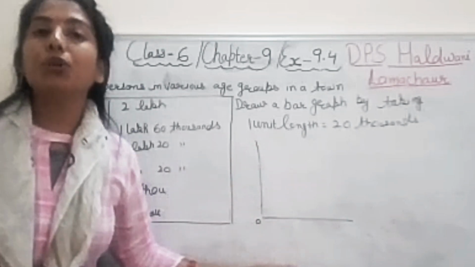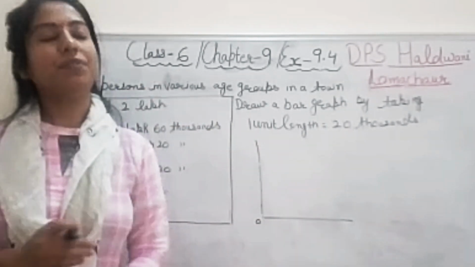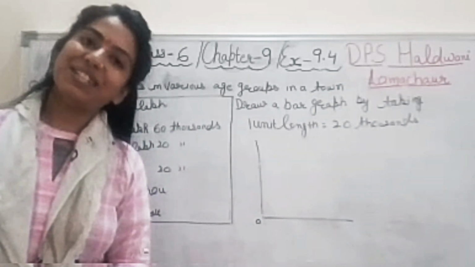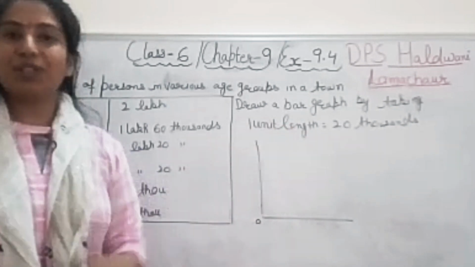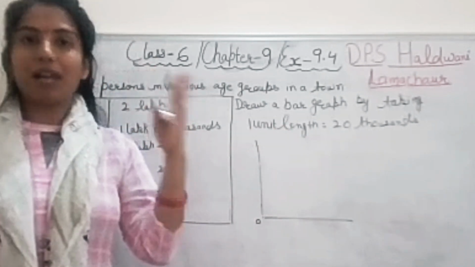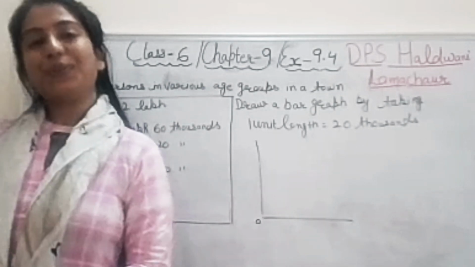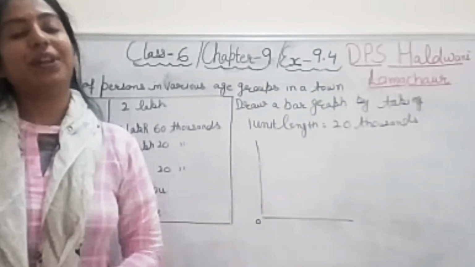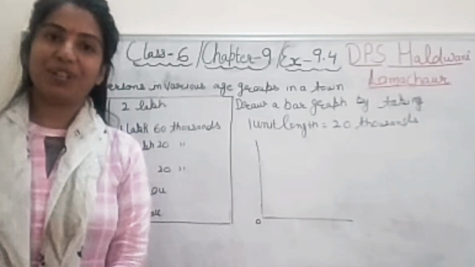And after that 2 more questions are also there. On the basis of this table you will give the answers, which is very simple. Right student, I hope you understood how to make it. Scale is also given to you. Take the proper scale and make a very nice bar graph for this. Right? So this was about question number 4, and this question is the last question for this exercise 9.4.